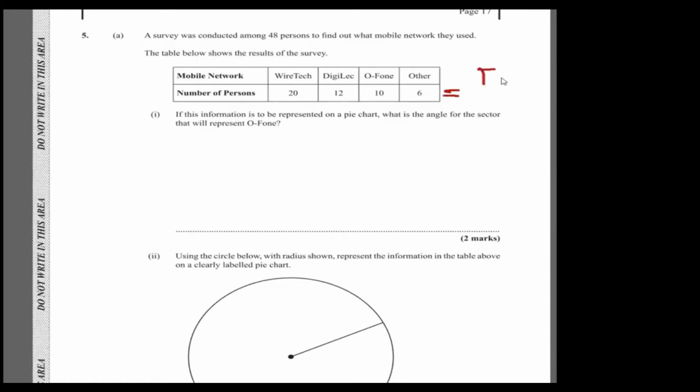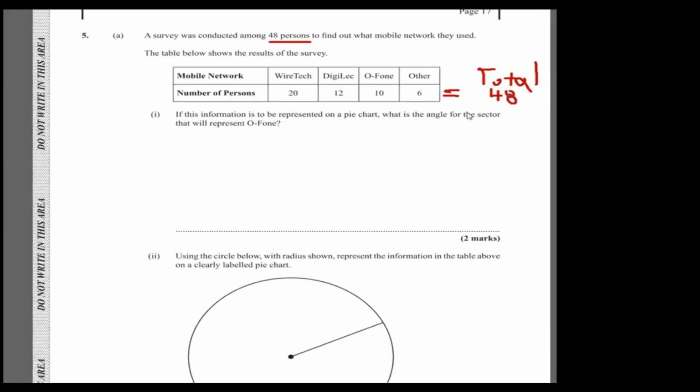Always find what is the total. The total, when you add them, I think it told us it was 48. Here it is, 48 people. So this is 20, 12, 42, 48. So the total is 48, all right?